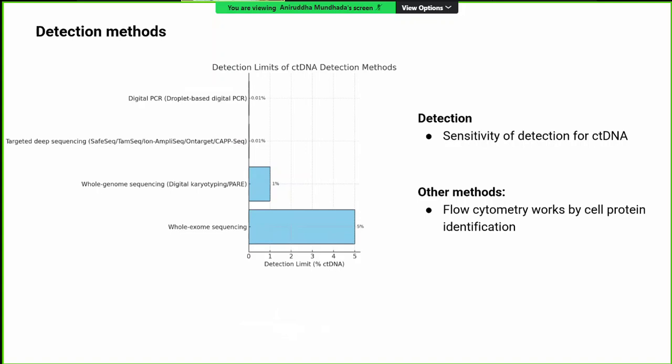There are other detection methods compared to ctDNA sequencing, but the one which comes closest to sequencing would be ddPCR, which has a detection limit of 0.01%. It is faster, but it can only detect known mutations that are already present in the previous sample.